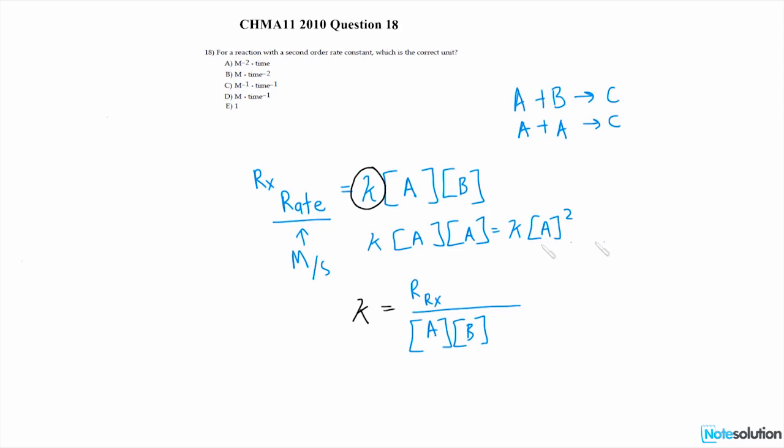And so let's start plugging in the units. We said the rate is molars per second. This is molars, and this is also molars. And so you can see what we're left with is seconds to the power of -1 and molars to the power of -1. Now seconds is under the category of times, one of the metric units used to describe time. And so the response we see over here, molars to the power of -1 and times to the power of -1, is response C.